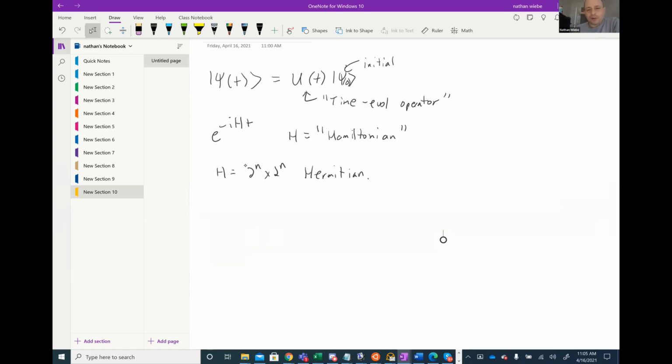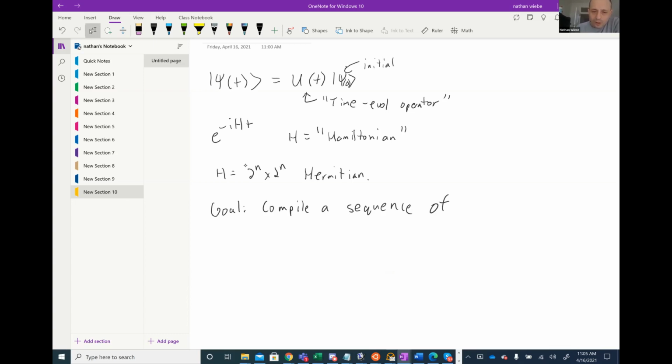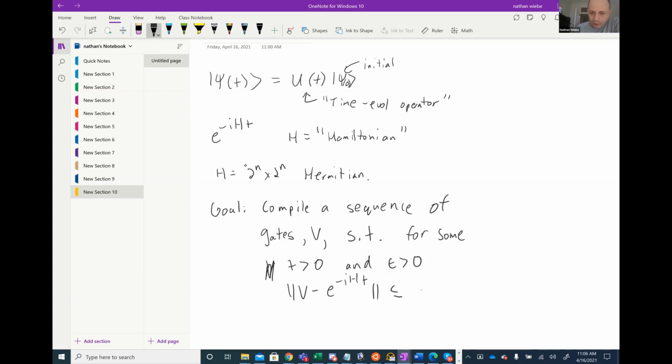So this is a particular matrix, and our goal on the quantum computer for Hamiltonian simulation in general is to compile a sequence of gates, which forms a unitary V, such that for some t greater than 0 and epsilon greater than 0, the norm of V minus e to the minus iHt is less than or equal to epsilon.